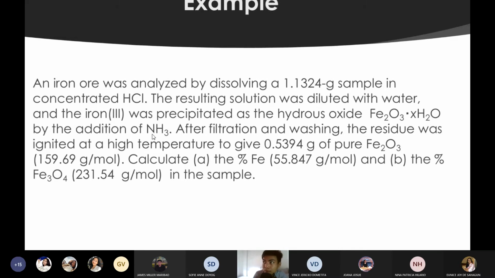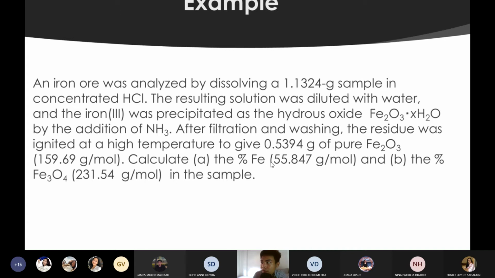Okay, by the addition of ammonia then, no? Okay, so actually colloid to. By addition of ammonia, magsasama-sama yung colloids mo, then pwede mo na kunin yan. Pwede mo na makuha yung filtrate. So after cleaning your precipitate and your colloid, yung residue, inignite mo, sinunog mo siya at high temperature. So that ang matitira ay ito, this mass of pure iron 3 oxide.